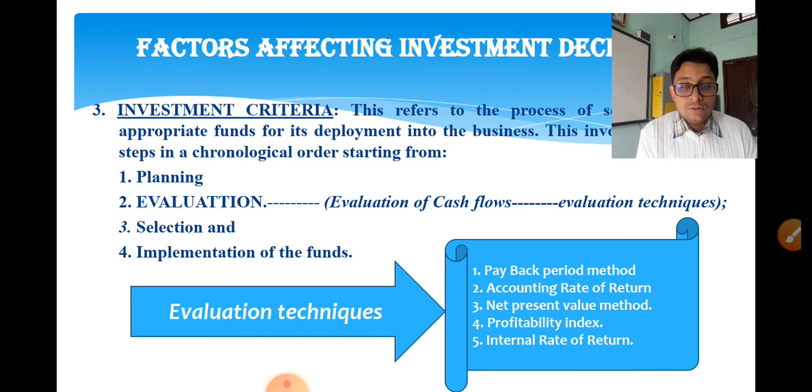Controlling means verifying whether the actual output is according to the planned output or not. If it is not according to the planned output, then you need to reevaluate it. Then you need to again apply the mathematical calculation in the process of evaluation. So this is all about the investment decision and also the factors affecting the investment decision.